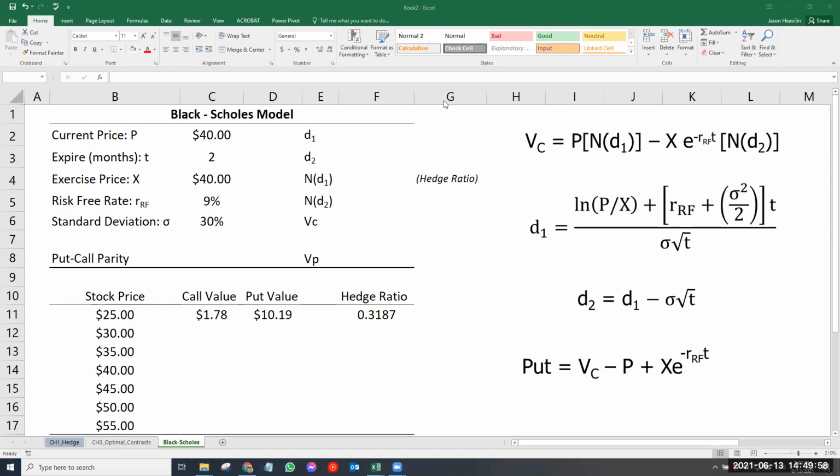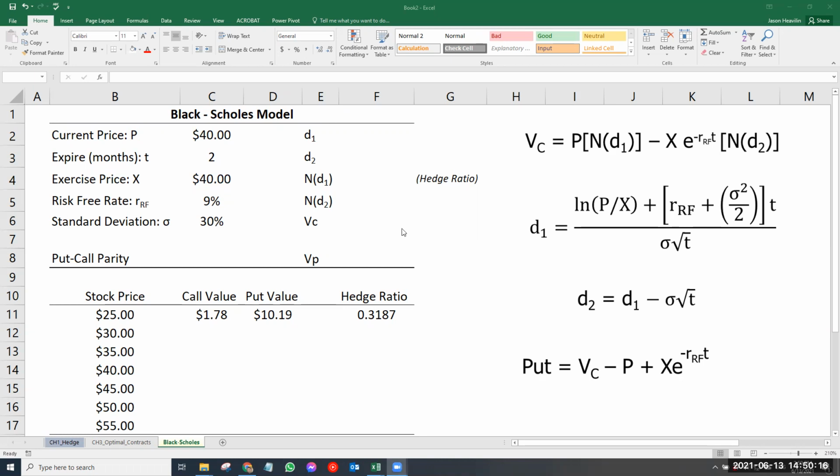Welcome back. In this video, we are going to talk about option pricing. And we're going to use the Black-Scholes model to calculate or estimate the value of an option.